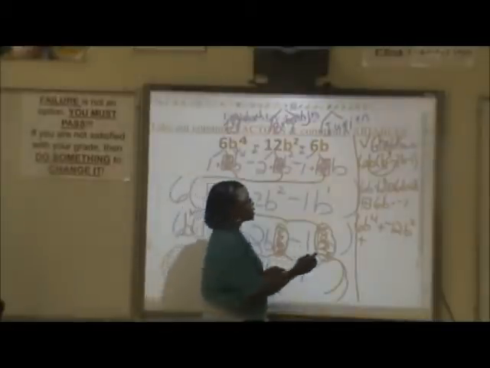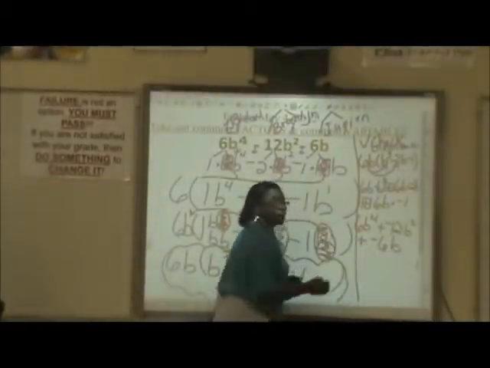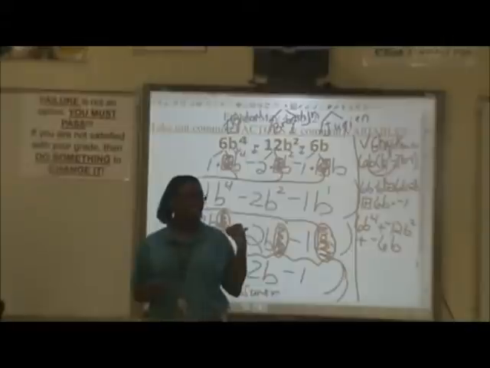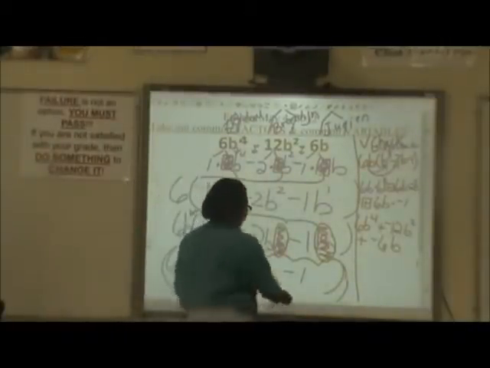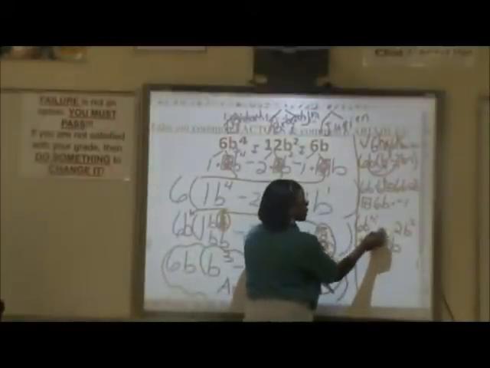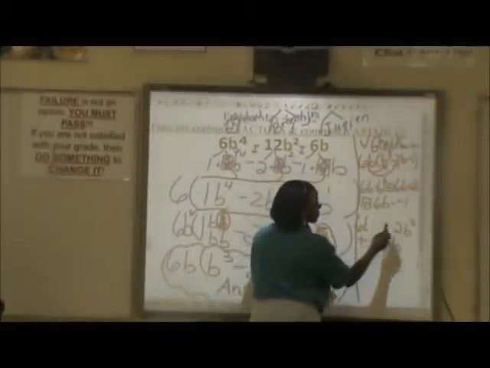Negative 6B. Now, on any type of standardized test, are we going to see it look like this with the plus and the negative sign? No. All they're going to do is move that negative sign back to the middle.